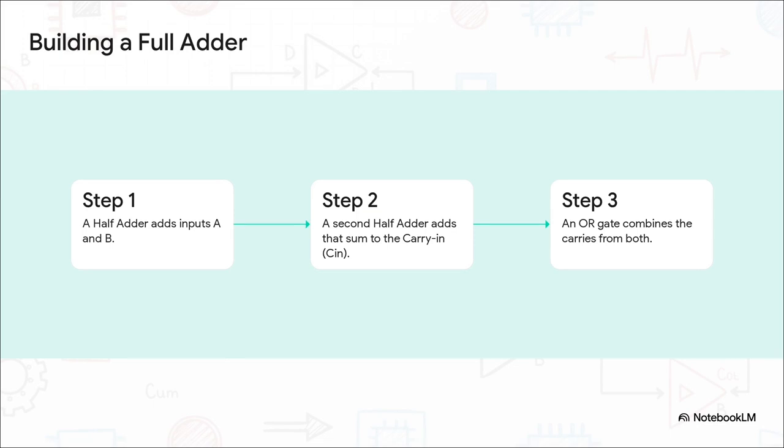So here's how it's done. The first half adder adds A and B. The sum that comes out of it gets fed into a second half adder along with the carry-in bit. The final sum we need comes from this second adder. Then, to get the final carry out, we just use an OR gate, which, remember, outputs a 1 if either of its inputs is 1, to combine the carry signals from both of the half adders. It's an incredibly clever and efficient design.